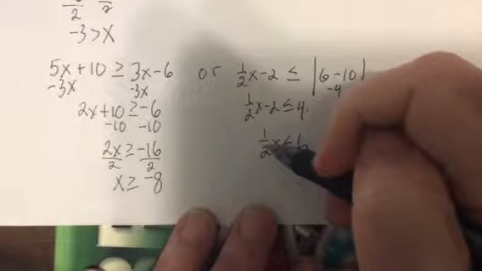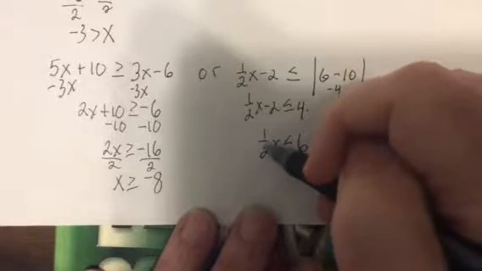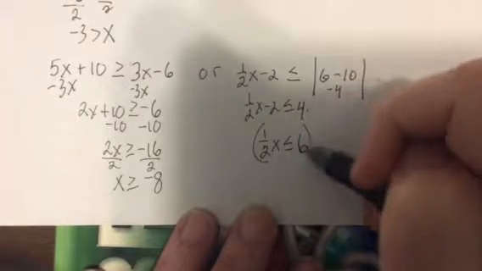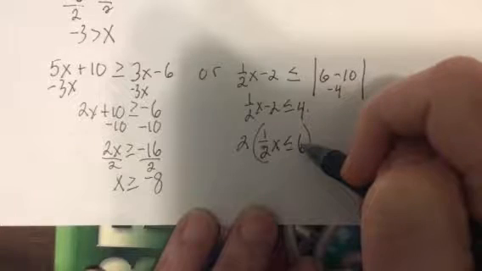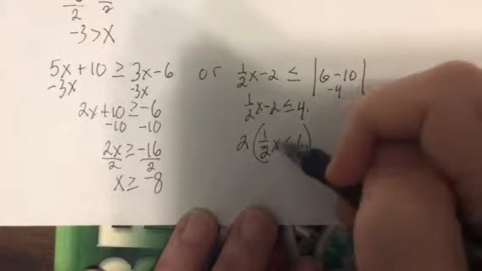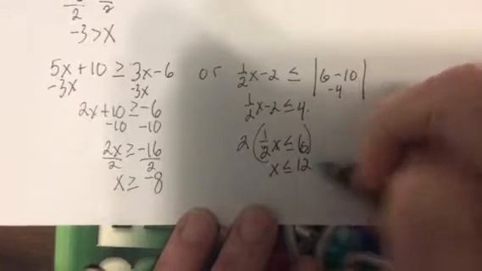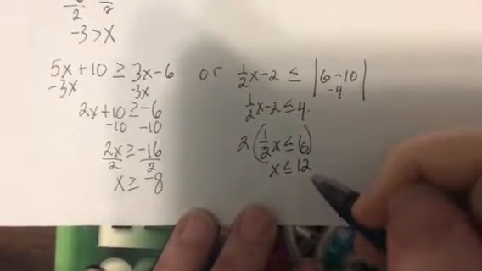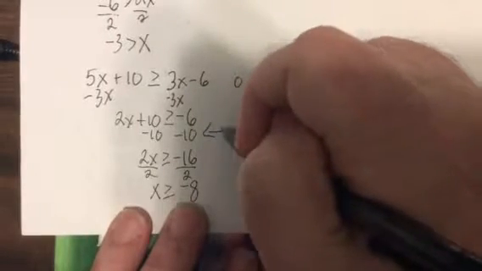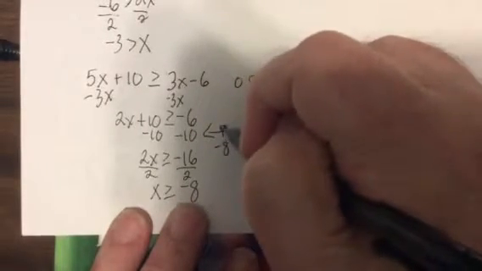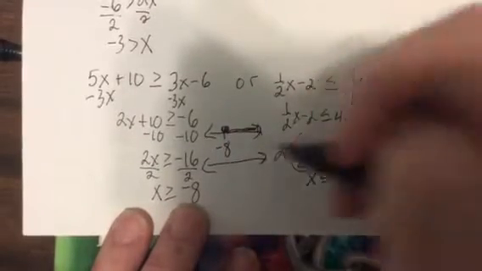Now, to solve this, I have to multiply both sides by the reciprocal, which is 2. Half of an item is this, so therefore this has to be bigger than this item. So x is less than or equal to 12. So it's "or." So here, greater than or equal to -8. Less than or equal to 12.